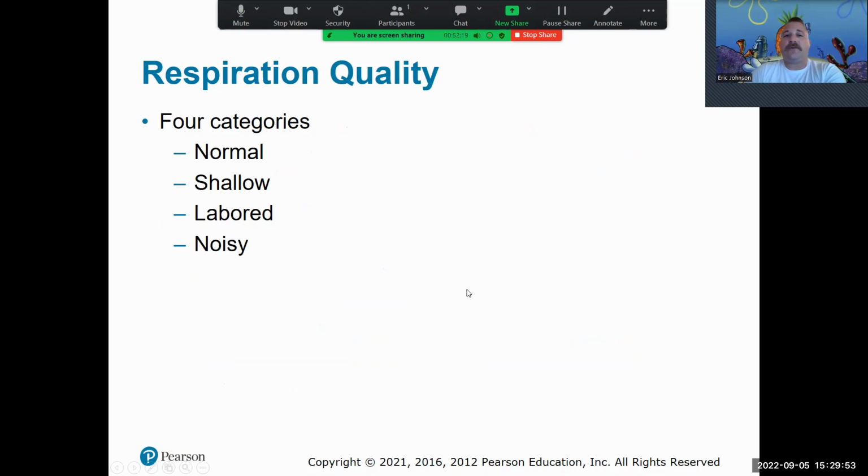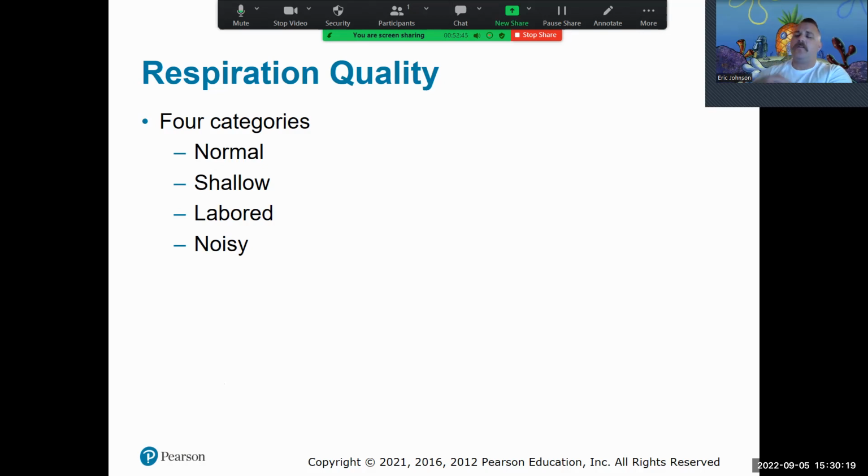So when we look at respiratory quality, we're going to put it into one of four categories. It's either normal, which means we've got good rate, good effort, and good sounds. Or shallow. Shallow breathing is where they're not taking a full breath in. A full breath in is shallow, is more panting.